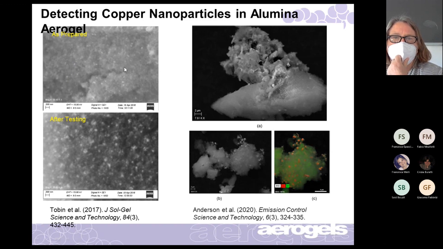This is how the material was after we made it, and then after we tested it, which means we heated it, and we ran simulated automotive exhaust gas over it. Now this is not the same exact sample, obviously, but the sample looks more like this. And so these bright structures, which we believe to be the copper nanoparticles, are more pronounced.